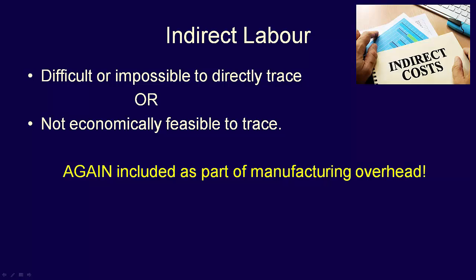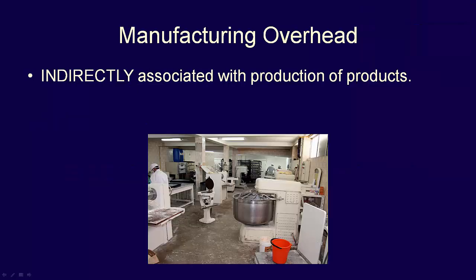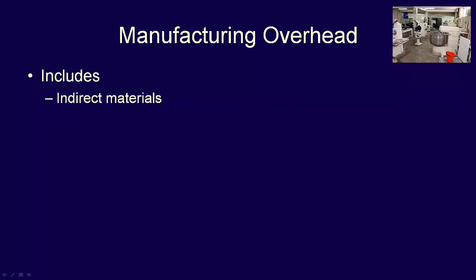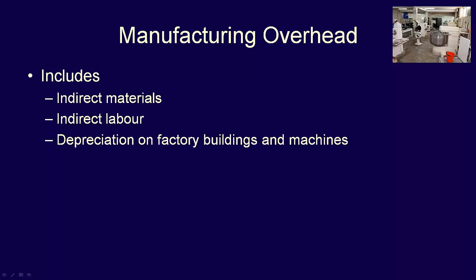So what is manufacturing overhead? Manufacturing overhead are those costs which are indirectly associated with the manufacturing of the finished product. Manufacturing overhead is also called factory overhead, indirect manufacturing costs, and burden. What are some of the costs included in manufacturing overhead? Raw materials which cannot be easily associated with the finished product, which you already know is called indirect material. Labor which cannot be easily associated with the finished product, and you already know that's indirect labor.